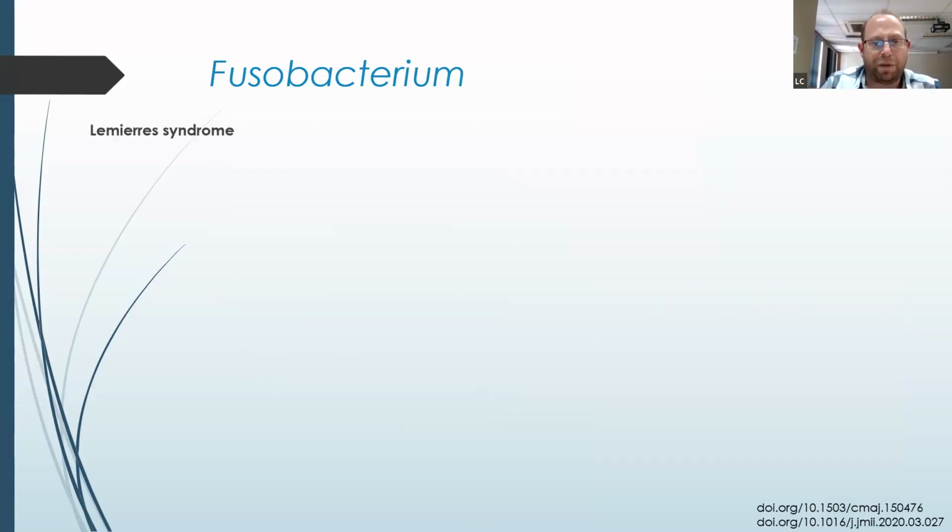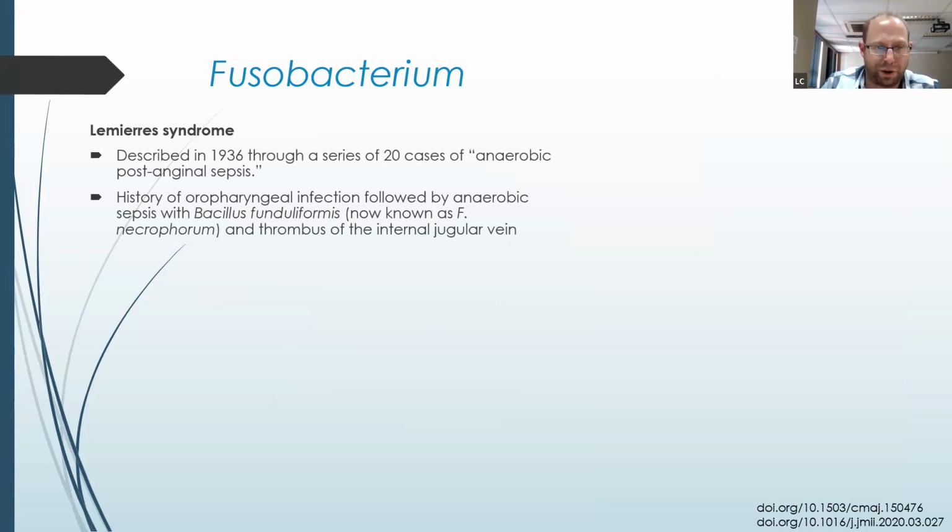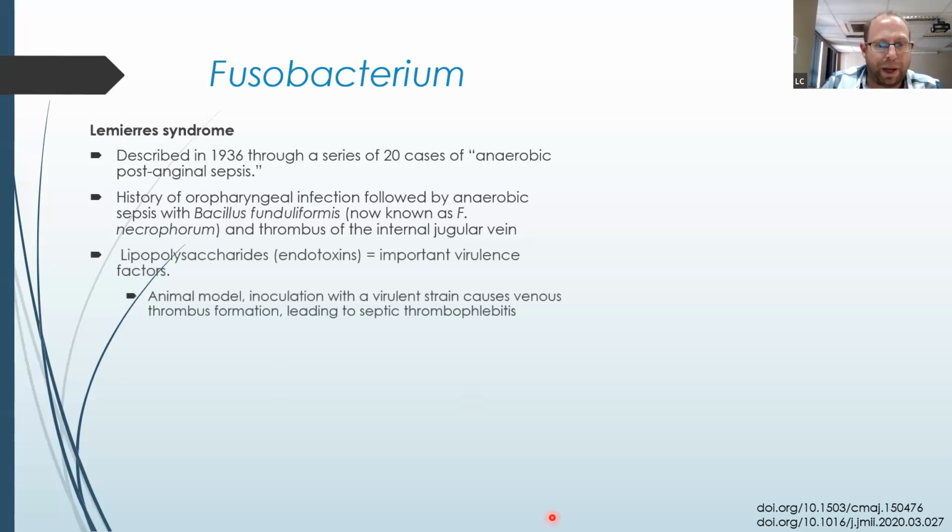But we often associate Fusobacterium with Lemierre syndrome. Now, Lemierre syndrome was described in 1936 through a series of 20 cases of anaerobic post-anginal Vincent's angina sepsis. Basically, in 20 patients with a history of a recent oropharyngeal infection caused by what was then termed Bacillus funduliformis, now Fusobacterium necrophorum, with resultant septic thrombophlebitis of the internal jugular vein, and subsequent embolization of septic emboli and a sepsis-like syndrome.